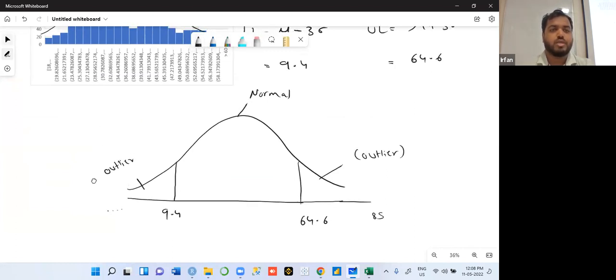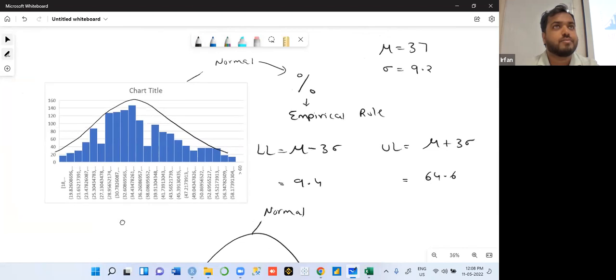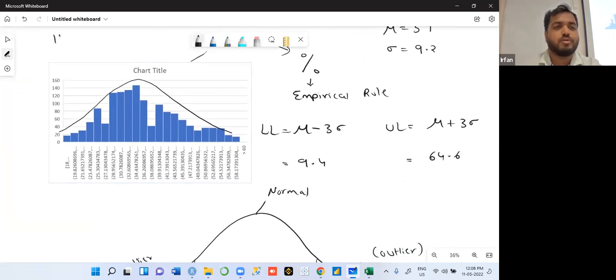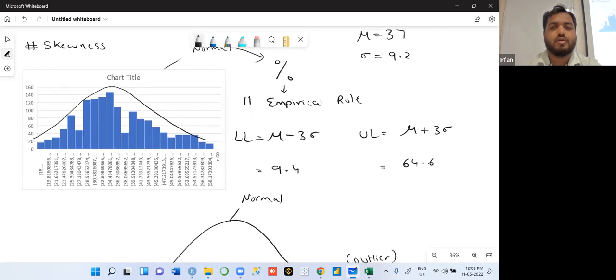So skewness gives you the normal shape. So this is the concept for skewness. In terms of percentage, we use the empirical rule. Till you're clear, guys. I'll come to outliers also. Come. Clear ho gaya?